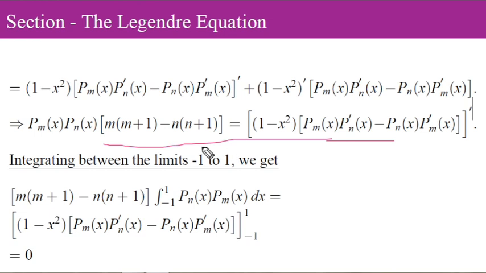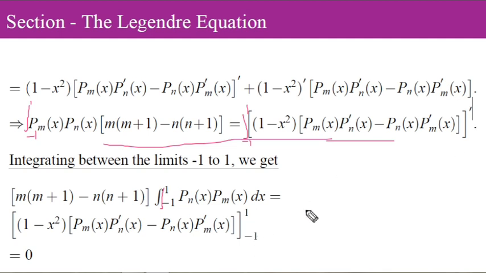Now we integrate these two, integrate between the limits minus 1 to 1 on both sides. What we get? The constant term m into m plus 1 minus n into n plus 1 we take outside. We write integral from minus 1 to 1 of Pn of x into Pm of x dx equal to 1 minus x square into Pm of x.